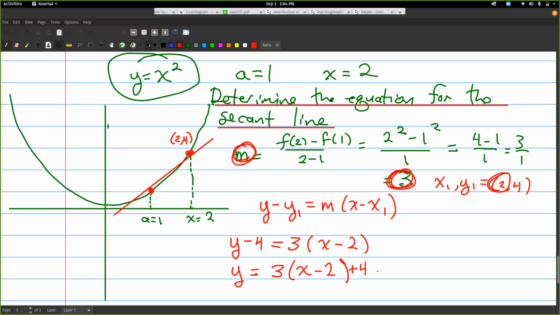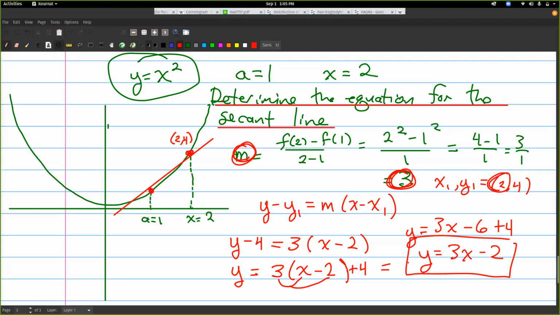Okay, and we could write this in more standard form like this. This would be y equals, I'm going to distribute this 3. So this becomes 3x minus 6 plus 4. So the final answer in standard form would be 3x minus 2. Okay, so that's the solution to this exercise.